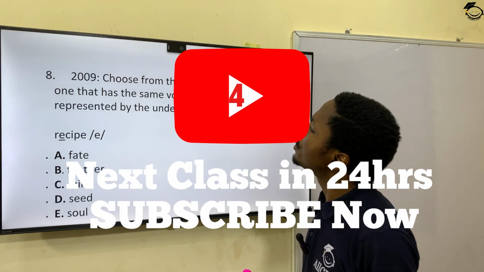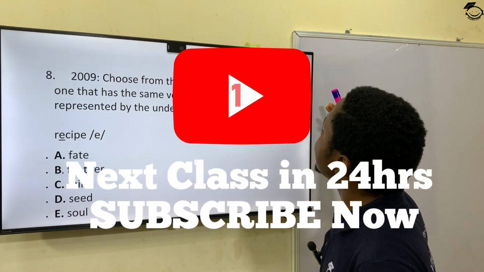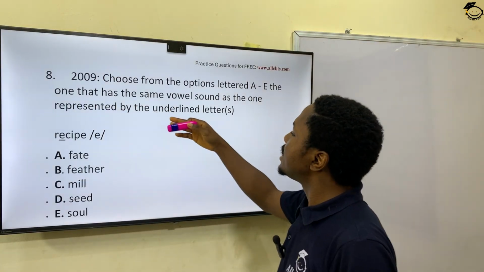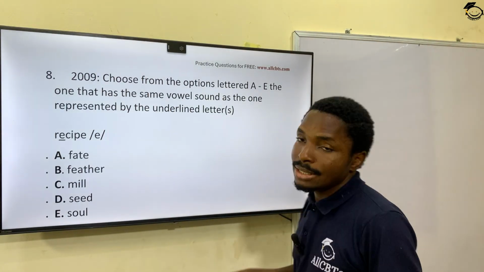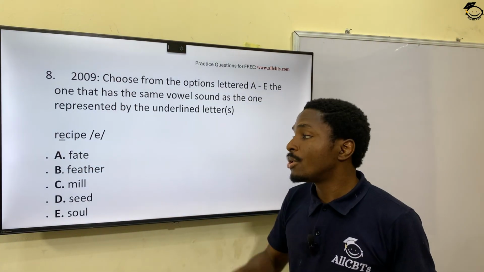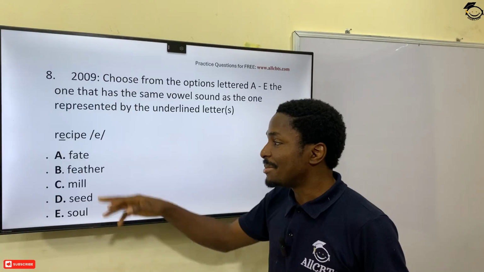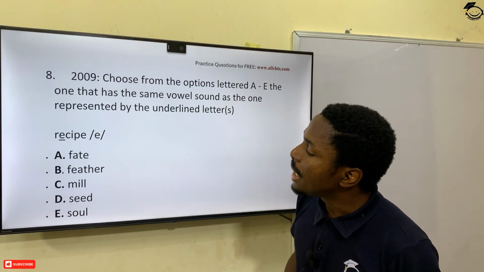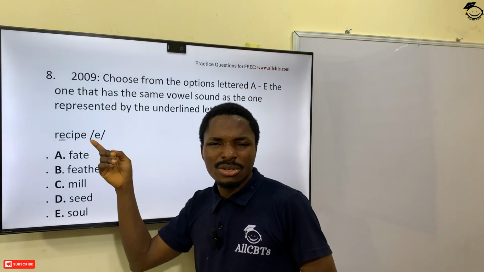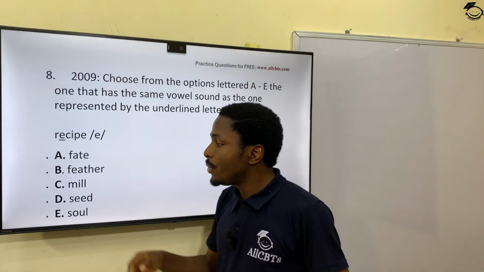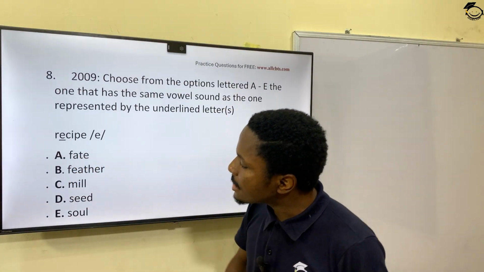Question 8 from 2009. Choose the option letter A to E, the one that has the same vowel sound as the one represented by the underlined letters. What's the word? Receipt. Some call it recipe, some call it receipt. This is receipt. And what's the underlined word? There is E. We saw something like this before, I think in question 2. This is the E sound. So which of these now has the E sound?